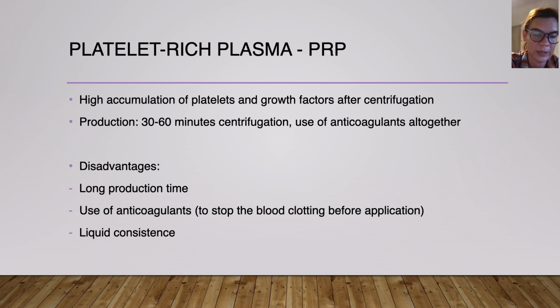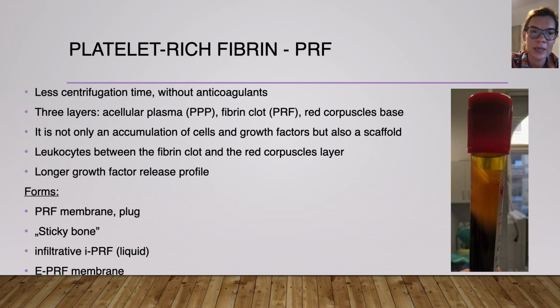The first product made was the PRP, so the platelet rich plasma, which has quite a high accumulation of the platelets and of the growth factors, but it had a disadvantage, the long production time, and they added anticoagulants for making this product because of the longer centrifugation time. So that's why it is working very correctly, and it enhances the healing process. But they wanted to eliminate the anticoagulants from this type of products. So that's why they developed the devices for the PRF, which is the platelet rich fibrin. It has less centrifugation time, and it is not necessary to use anticoagulants to get this product.